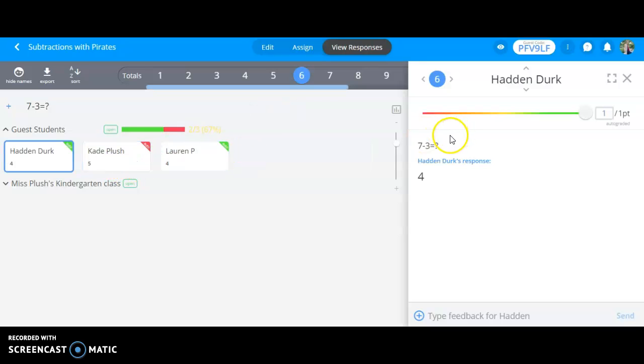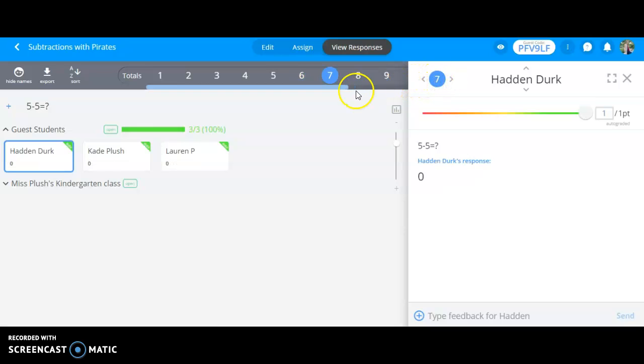Number 6 was 7 minus 3. 7 minus 3 should equal 4. Oh, Kate, it doesn't look like we quite got it right. Let's see what we could have done. If we have 7 fingers and we took away 3, how many do we have left now? You should have 4 fingers up. Okay, let's move on to question number 7.